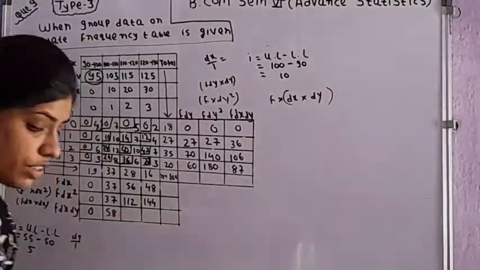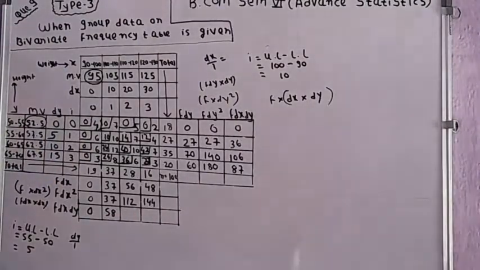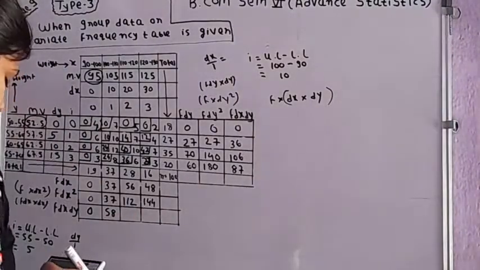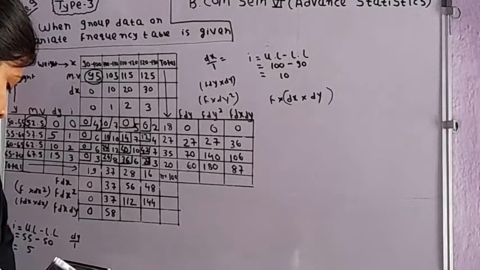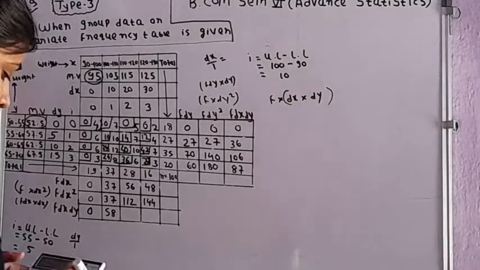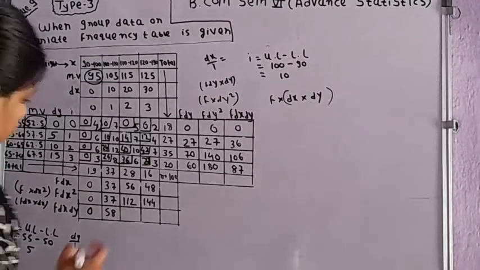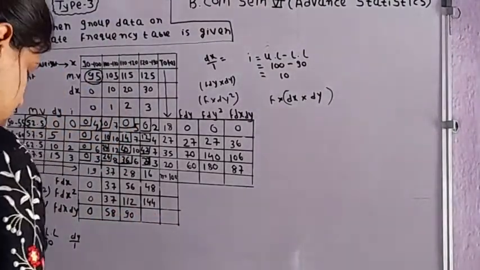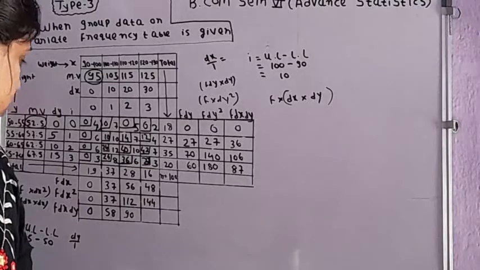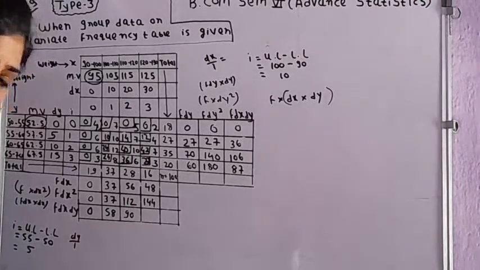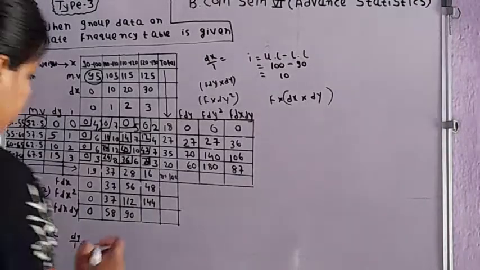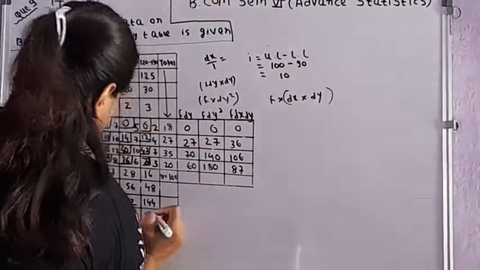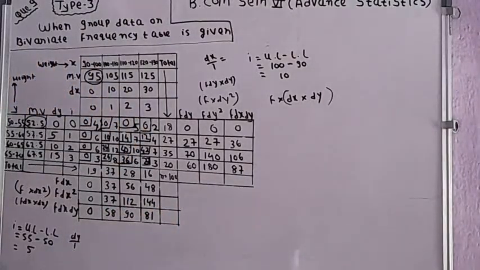58. After that, 14 plus 40 plus 36. It comes to 90. After that, 12 plus 42 plus 27. It comes to 81. Okay. This way we have calculated f dx dy for both the series, X series and the Y series.